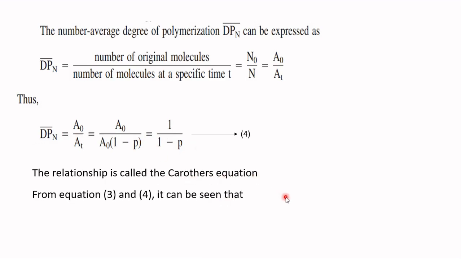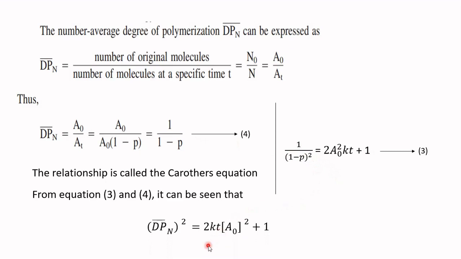From equations 3 and 4, it can be seen that, for equation 4, you consider equation 3, that is 1 divided by 1 minus P whole square is equal to 2 A naught square KT plus 1. So this 1 over 1 minus P is called the number average degree of polymerization according to equation 4. You substitute the value, then it becomes number average degree of polymerization to the power 2 equal to 2 KT A naught square plus 1.